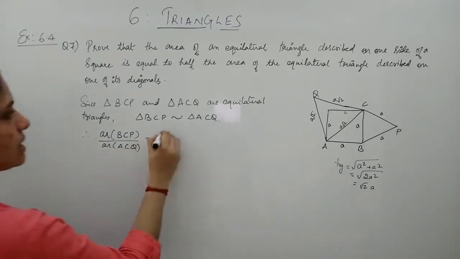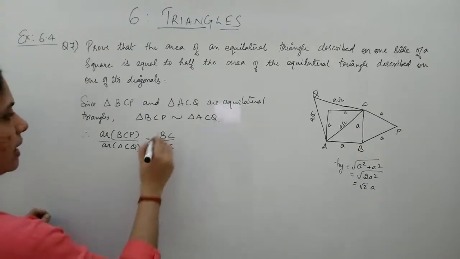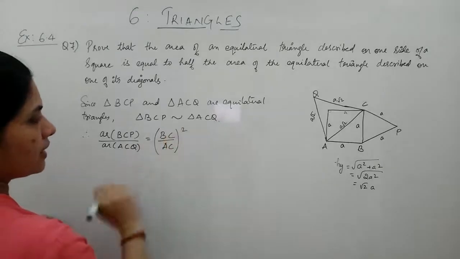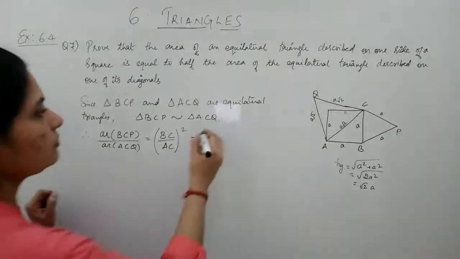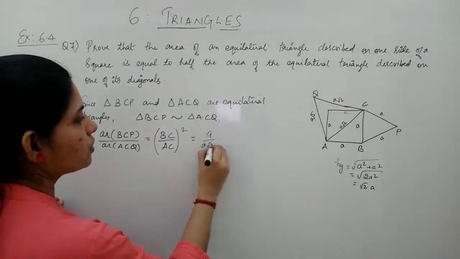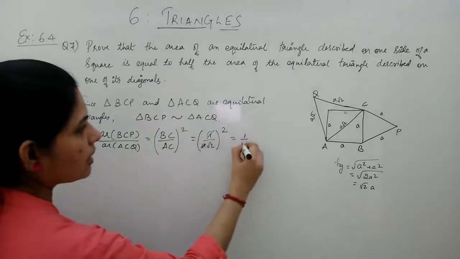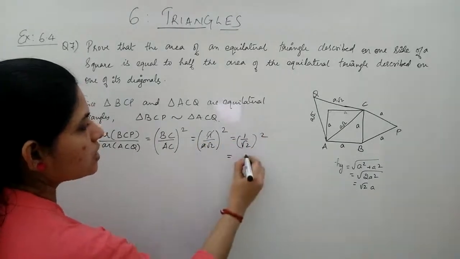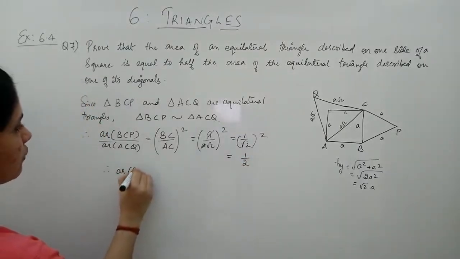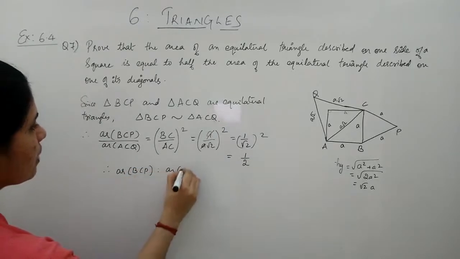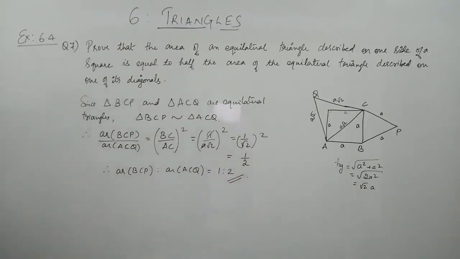That means if I am taking BC by AC, what I will get? BC by AC the whole square, right? And what is BC? BC is taken as A. What is AC? It is A root 2. So A by A root 2 the whole square. A gets cancelled, you will get 1 by root 2 the whole square, which is equal to 1 by 2. Therefore, what will be the ratio? Area of BCP is to area of ACQ is equal to 1:2. Okay.